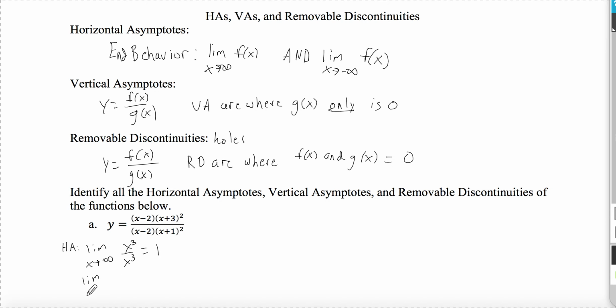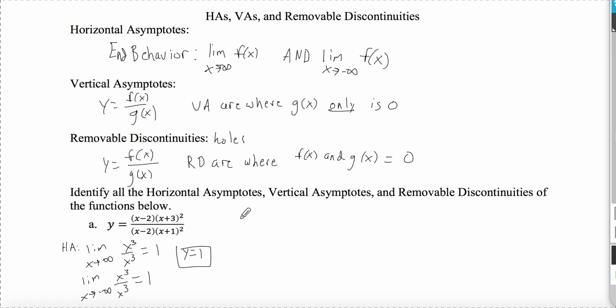We need to check the other limit, just so we get in the habit of doing that. But the end behavior model would still be the same. It would still be x cubed over x cubed in terms of what dominates in the top and bottom in the negative direction, right? In the negative direction, these are still going to be our kings, which would still give us 1. So our horizontal asymptote is at y equals 1.